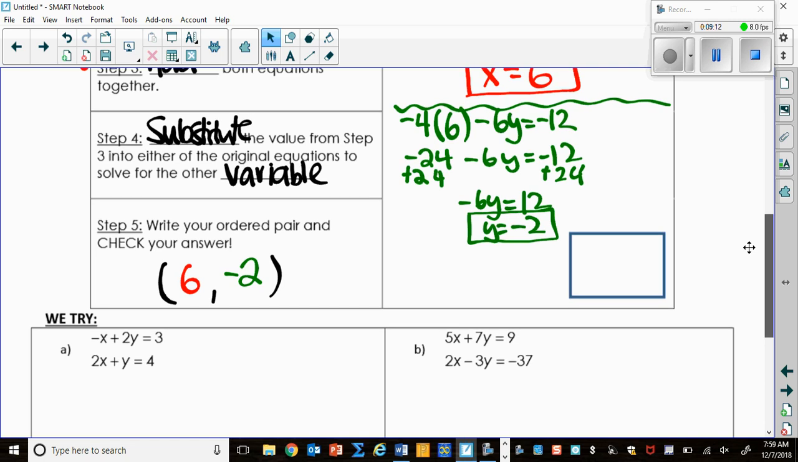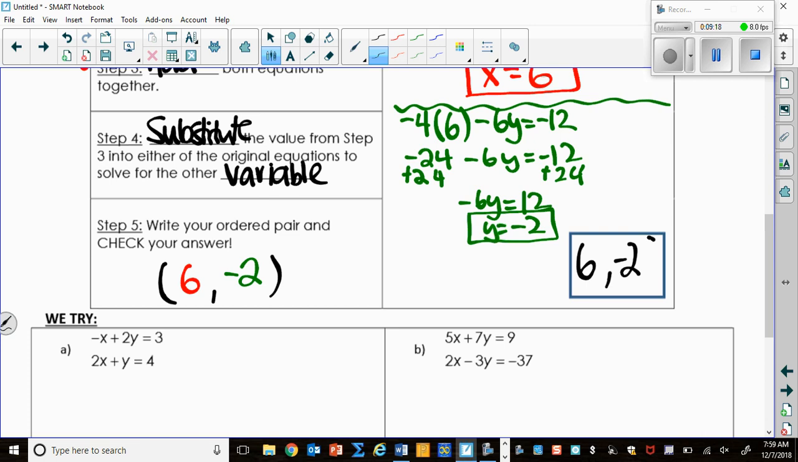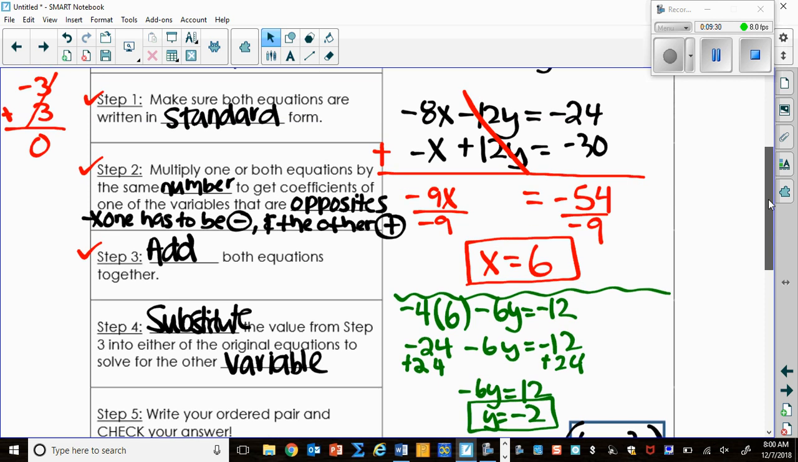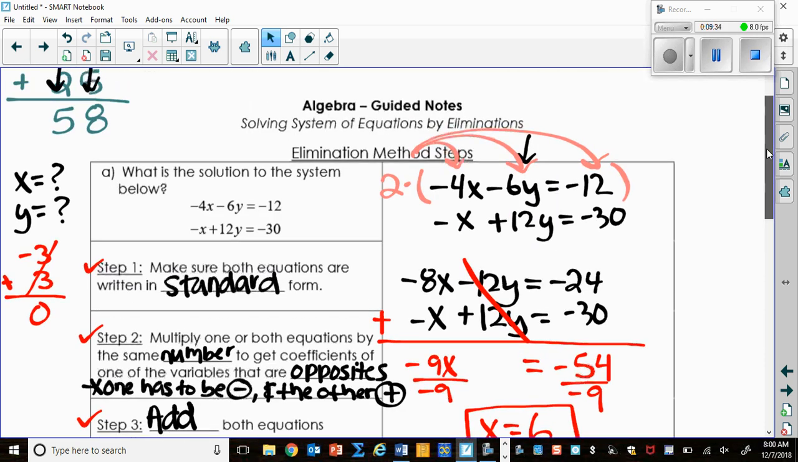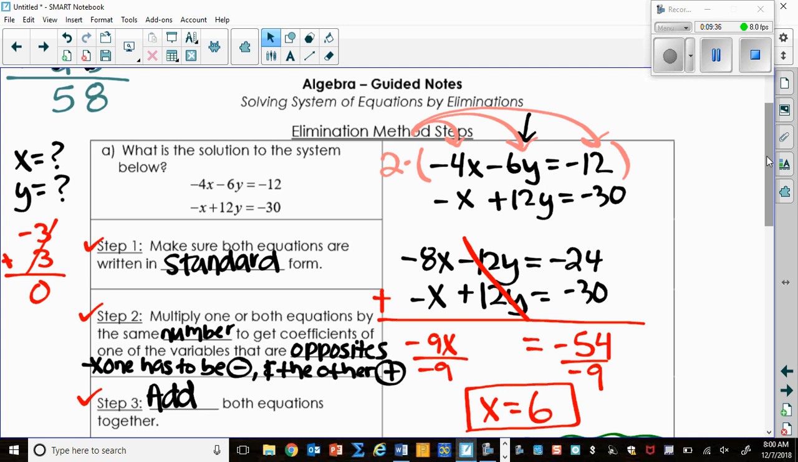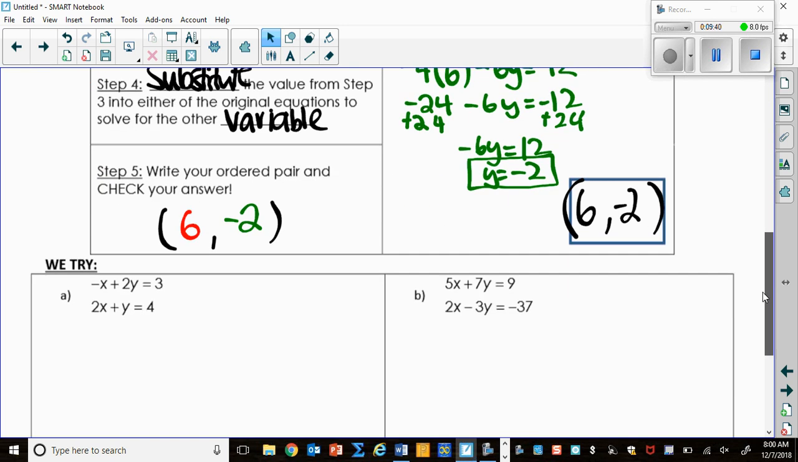Okay, so I can finally write my answer as 6, negative 2. Okay, so that's basically it. I'm going to kind of speed through the next of the problems, but you guys can pause this video at any time so that you can understand fully what we're doing with elimination. It's kind of hard at first, but I promise you with practice you can get it. But yeah, so we can go ahead and start with the we tries.